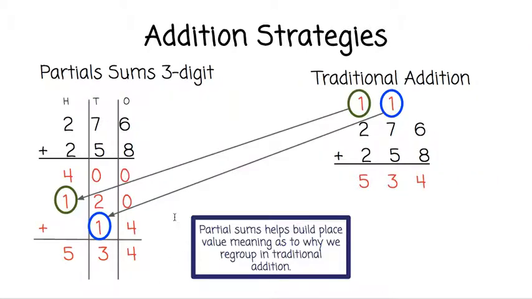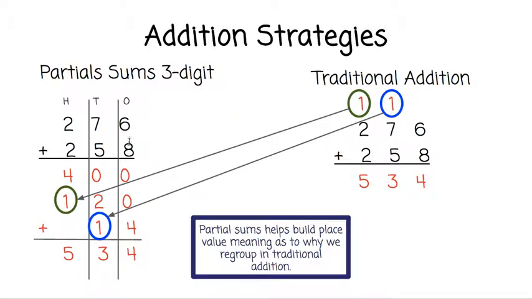So the neat thing about partial sums is that it really leads to deeper meaning as to traditional addition. So here we can see that when I added my tens, my 70 and my 50, and got 120, this 1 is actually in the hundreds place.